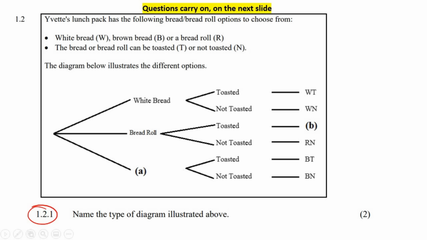Okay, does that make sense? So you could choose, for example, a bread roll, and then you could say that you don't want it to be toasted. Or you could maybe choose a white bread, and you say, I do want it to be toasted. So there's different ways you could order, okay?